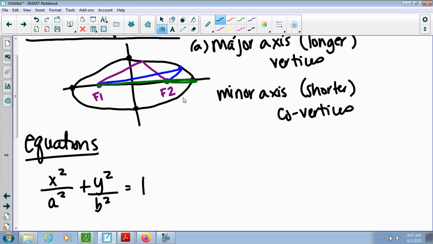The A and the minor axis, that's when we're talking about our B. So this is our bigger number. So if you have the bigger number under the X, you're going to end up with a horizontal ellipse. If your larger number is underneath the Y, you'll end up with a vertical ellipse instead.